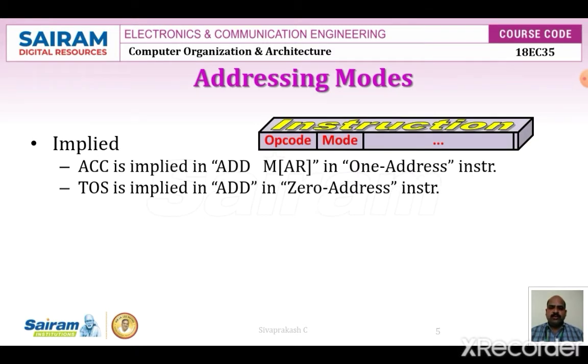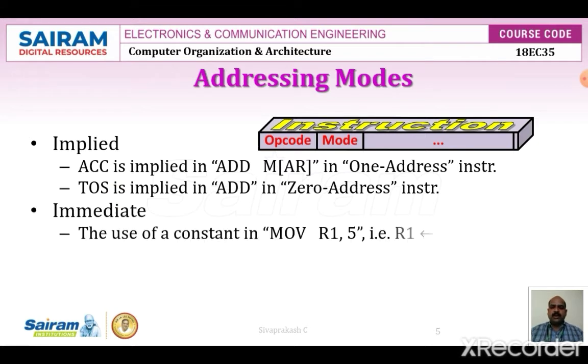Before entering into the addressing modes, we have to understand what an instruction is. An instruction consists of two things: the opcode and the operand. Opcode is the operation code, and operand is the data which is going to be processed. These addressing modes are implied with an accumulator, ACC, and the top of the stack. These two are present here. Okay, let's see the first one, immediate addressing mode.